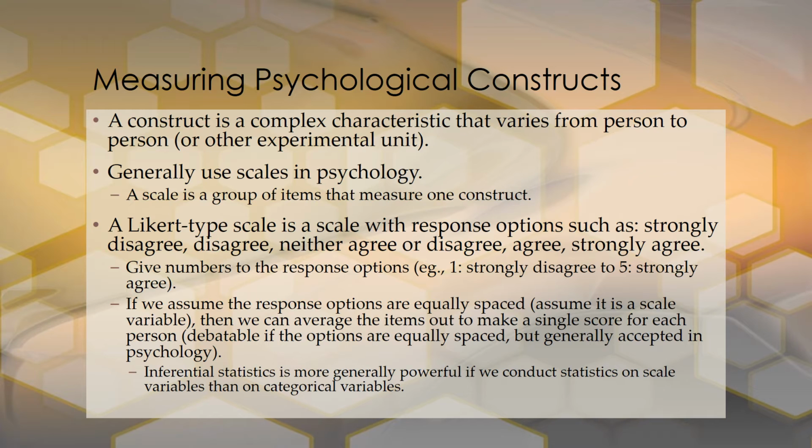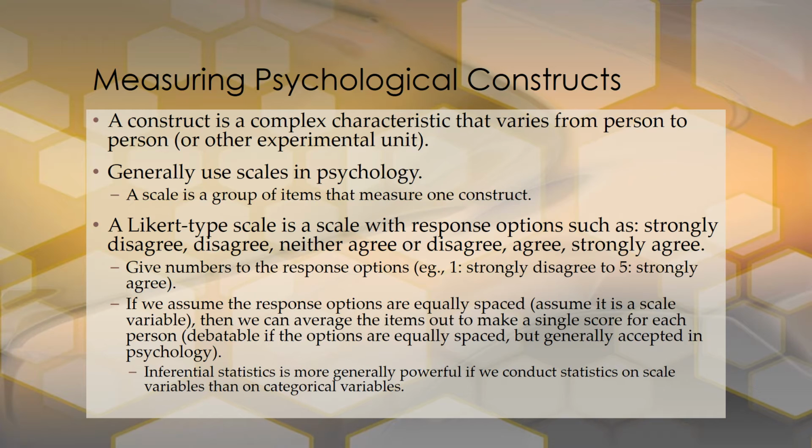And then what we would do is average out the numbers on those items to get one score for each person. So if you have, say, 10 items for self-esteem, you want to get what's called a composite score and average out those items to get a single score for each person. So you would average out all those 10 items for self-esteem to get one score. And we can do this because we assume that these response options create a scale variable.